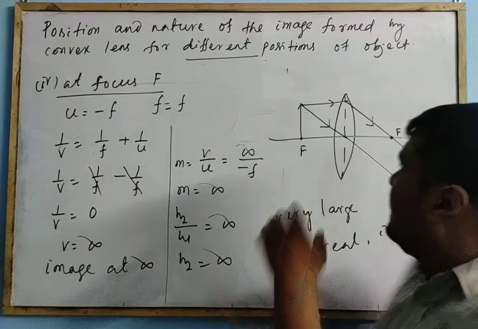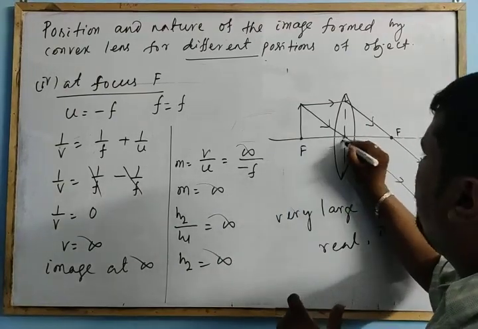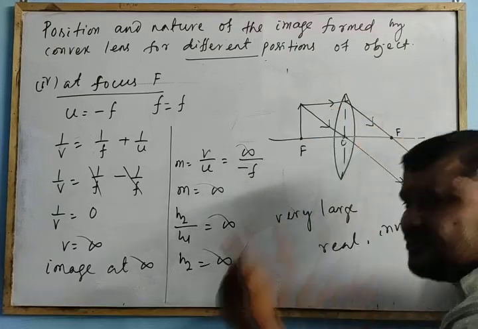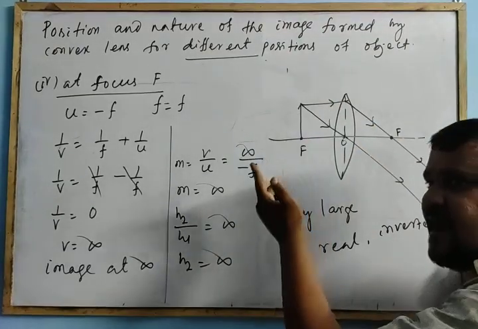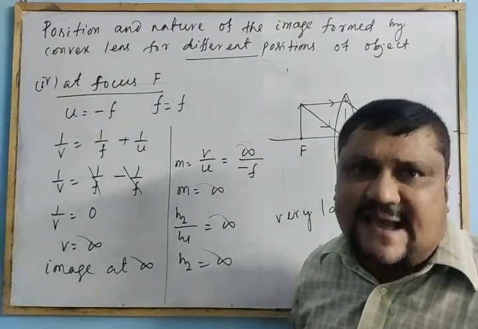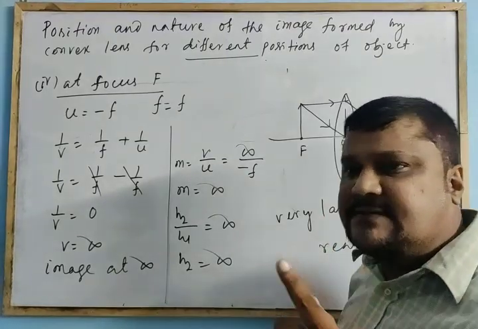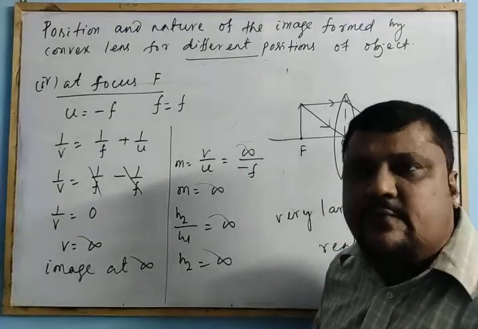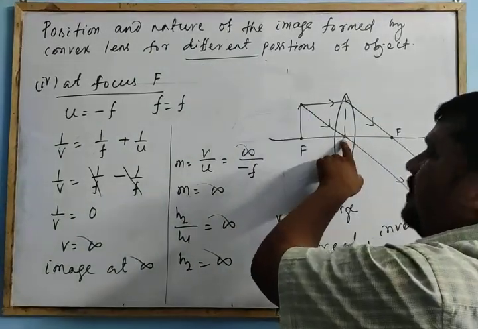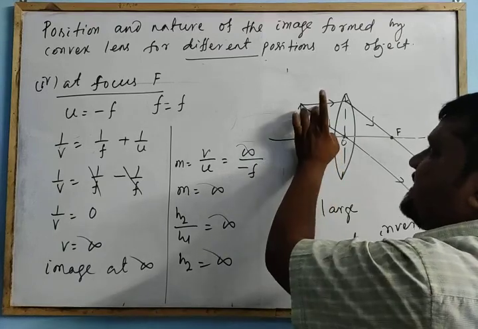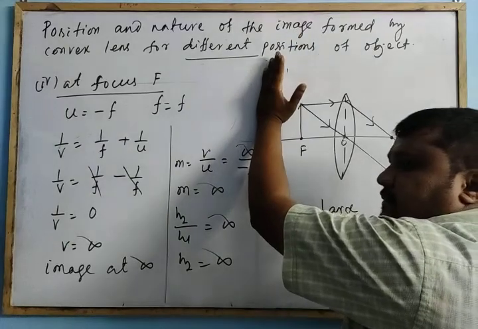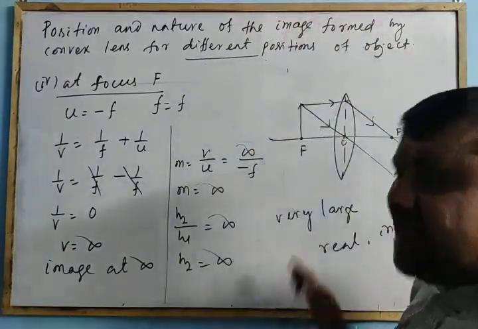Then between f and optical center O, if the object is between focus and optical center, then you will get the image virtual for a convex lens. Virtual, magnified and erect. That we have done in one of the cases where we derived the lens formula, using the object in between optical center and focus. I place the object here. I got the image in this position, magnified, virtual and erect. That is the special case.